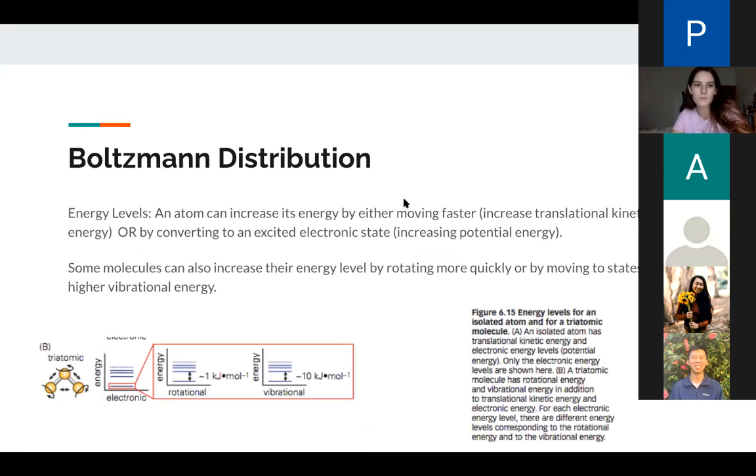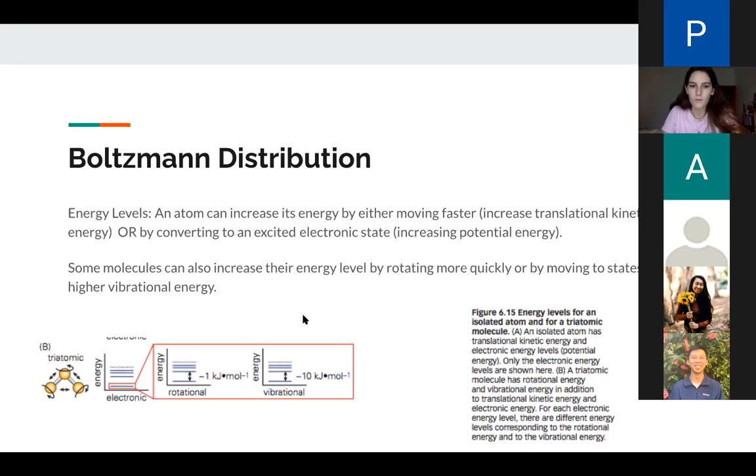So an atom can either increase its energy by moving faster, which will increase translational kinetic energy, or by converting to an excited electronic state, increasing potential energy. And some molecules can also increase energy level by rotating more quickly or by moving to states of higher vibrational energy. So when we look at this picture down below, it's a triatomic molecule, which means it can rotate and move to higher vibrational energy.